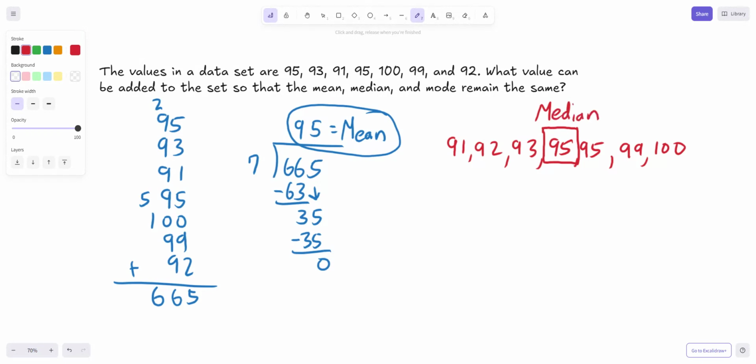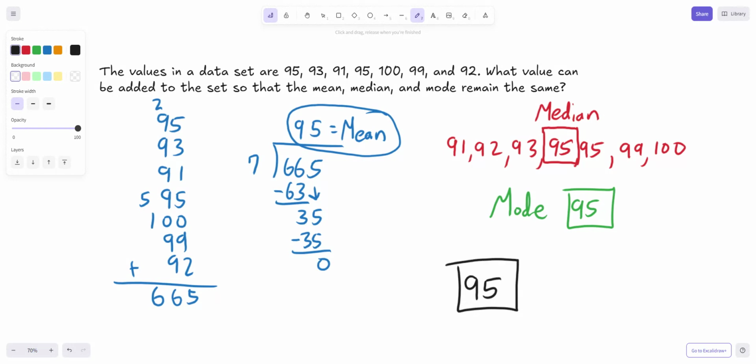And the mode, the number that appears most often, is also 95 because it appears twice. So if I want to add a number without changing any of them, then, oh, that's pretty obvious. If they're all the same, then the only number I can add without changing the mean, median, and mode is 95.